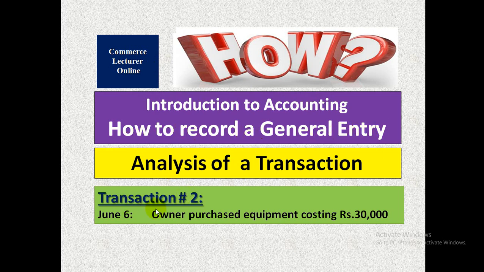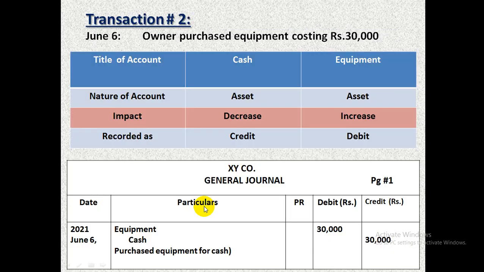Analysis of a transaction. Transaction number 2. Date is June 6. Owner purchased equipment costing rupees 30,000. Let's see how to record this transaction in journal entry form.